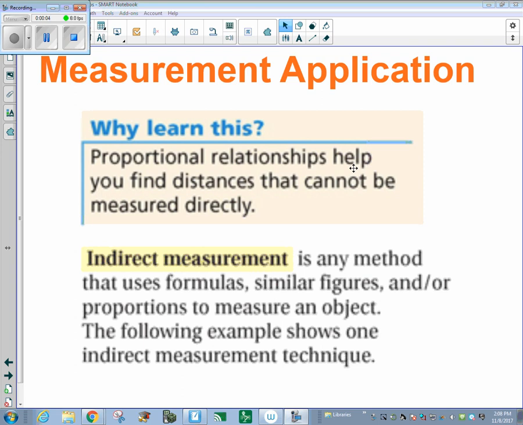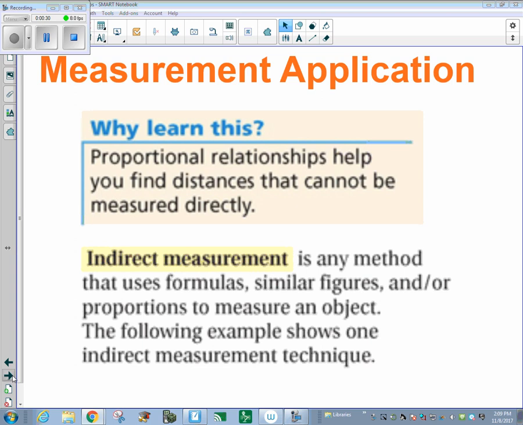Hello, everybody. We are going to start a new section today where we are going to talk about indirect measurement. Indirect measurement is a way of measuring things that we may or may not be able to measure directly. We are going to use proportions, similar figures, and things like that to help us measure things indirectly, without actually being able to jump up there with the tape measure and measure it.